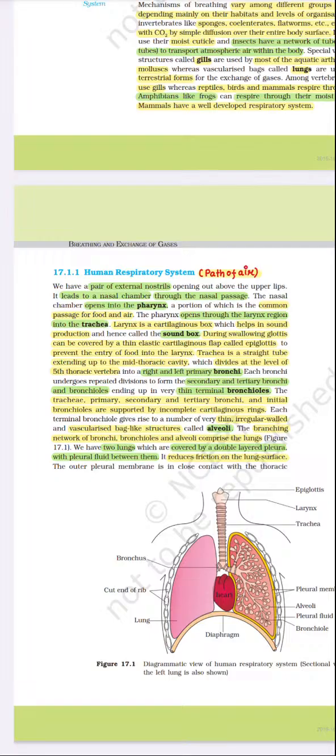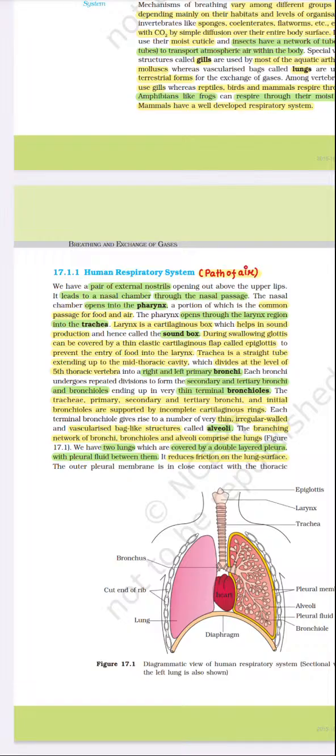Larynx is a cartilaginous box which helps in sound production and hence is called a sound box. During swallowing, the glottis can be covered by a thin elastic cartilaginous flap called epiglottis to prevent the entry of food into the larynx. Trachea is a straight tube extending up to the mid-thoracic cavity, which divides at the level of the fifth thoracic vertebra into a right and left primary bronchi.